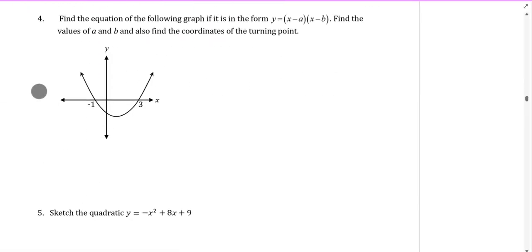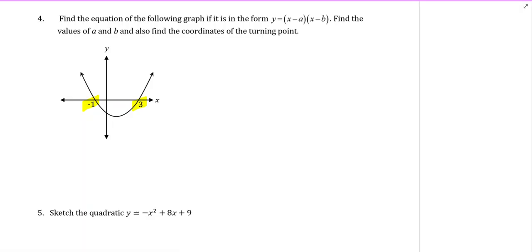Question 4. Find the equation of the following graph if it is in the form y equals x minus a in brackets and x minus b in brackets. Find the value of a and b, and also find the coordinates of the turning point. So, because the form that we're asked to put this in is factorized, the values of a and b would come from the x-intercepts, the minus 1 and the 3.